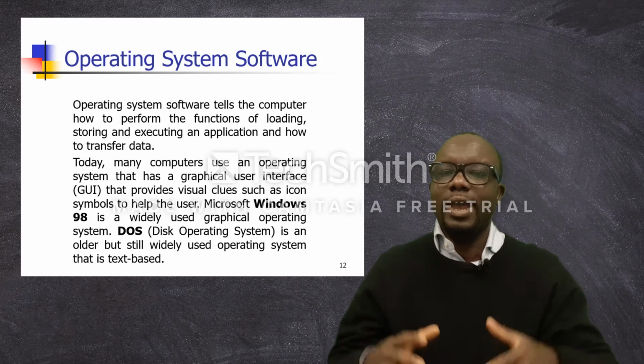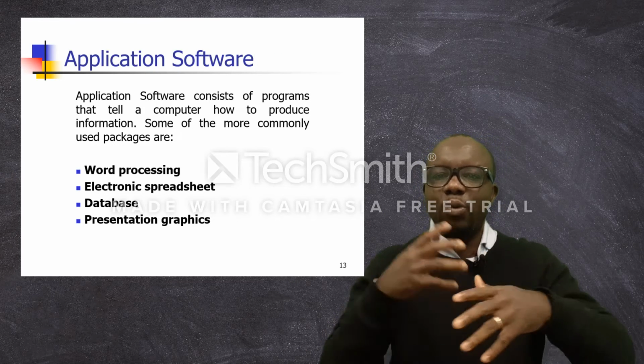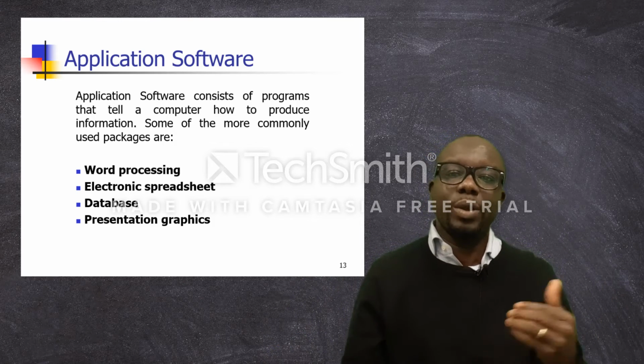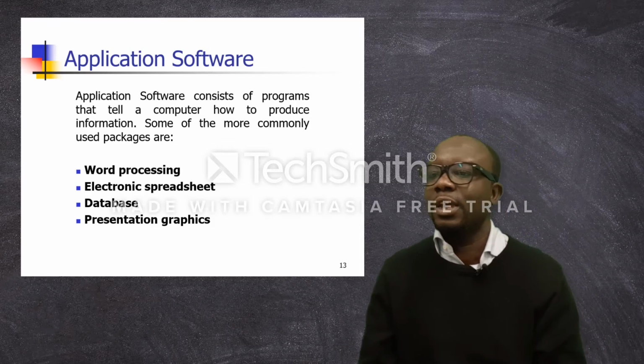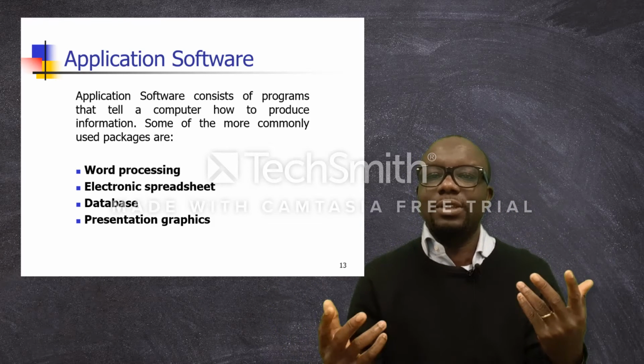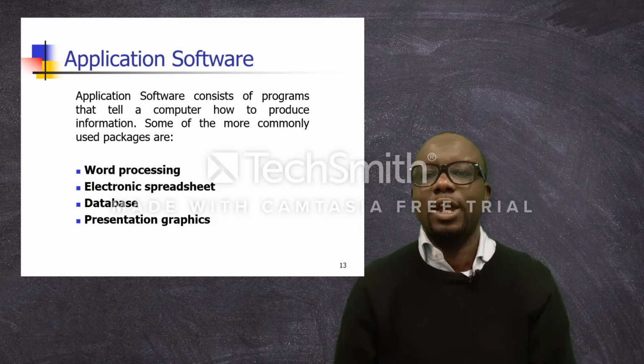We also have application software, which runs on the operating system, so that you can do your word processing, your databases, your Excel, your graphic designing, or any other application that is tailored to the kind of work you do.